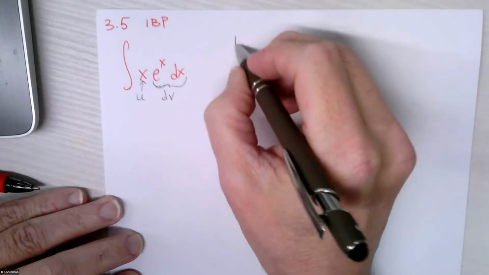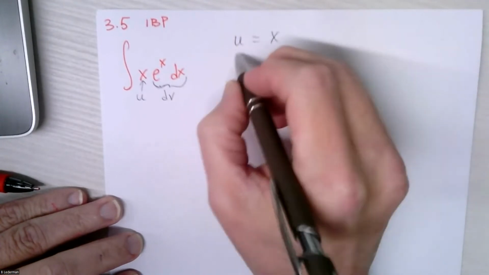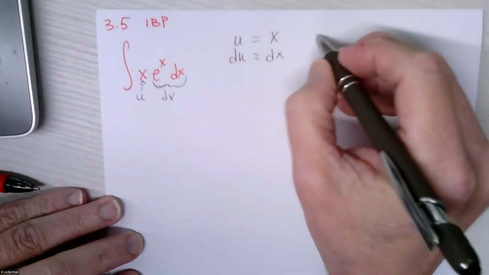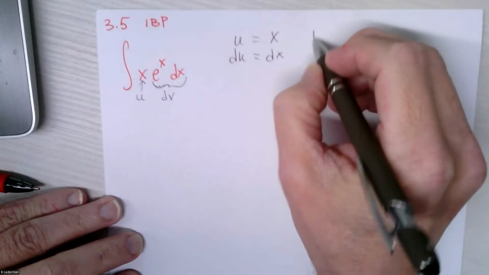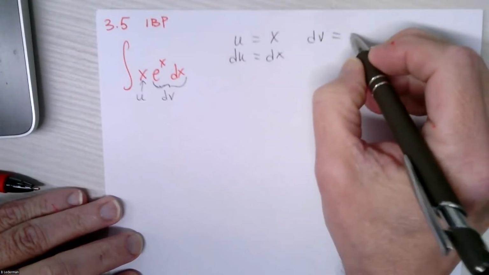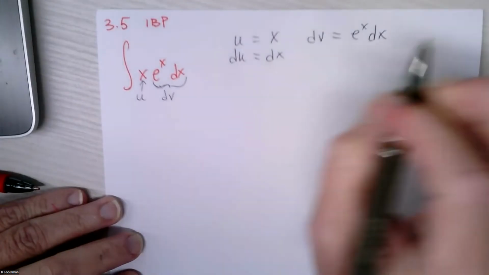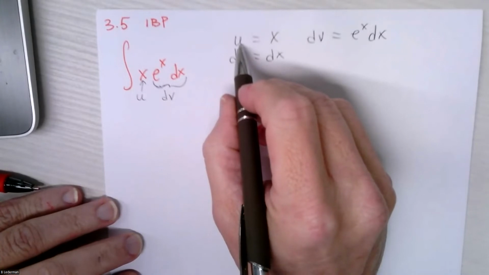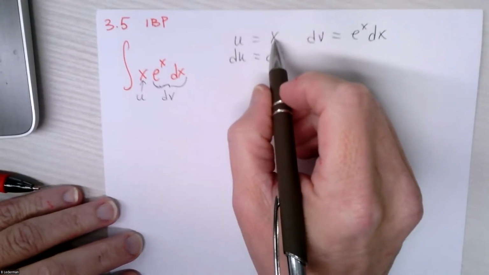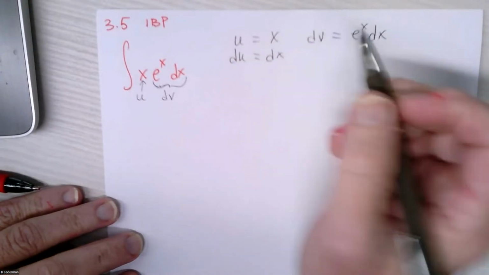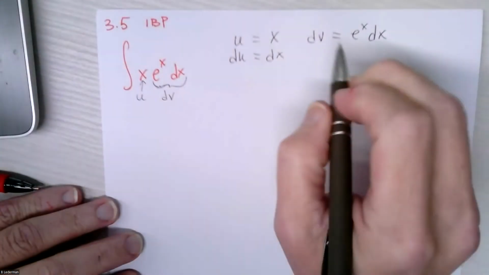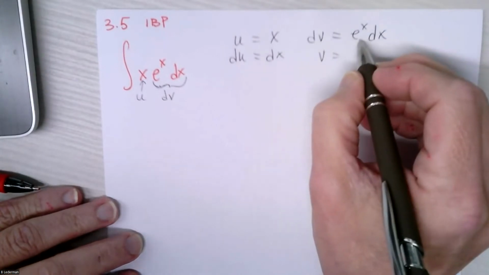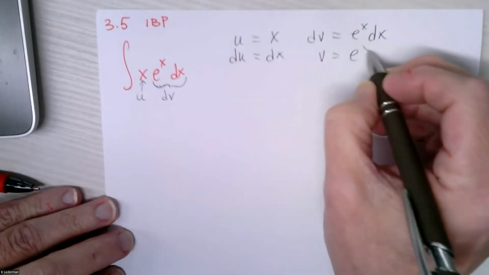So if u is equal to x, then du is equal to dx. And dv is equal to e to the x dx. Where did I get this? The derivative of x is just 1, so du/dx equals 1, du equals dx. That's pretty straightforward. Now v is the antiderivative of e to the x, which is just e to the x.